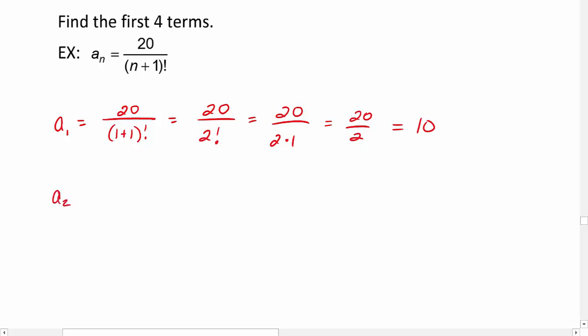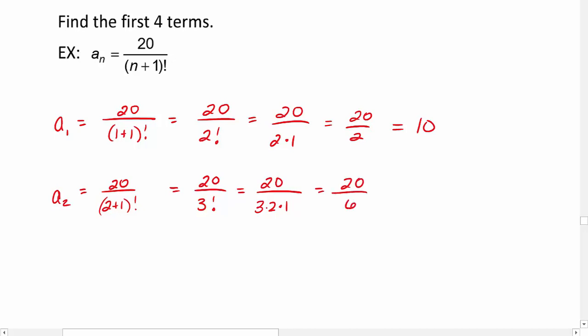A sub 2, that's going to be 20 divided by 2 plus 1 factorial. It's 20 divided by 3 factorial. 20 divided by 3 times 2 times 1. That's 20 over 6, which simplifies to 10/3.